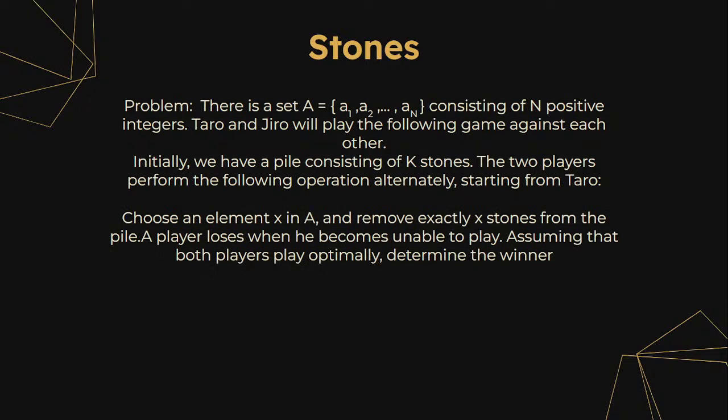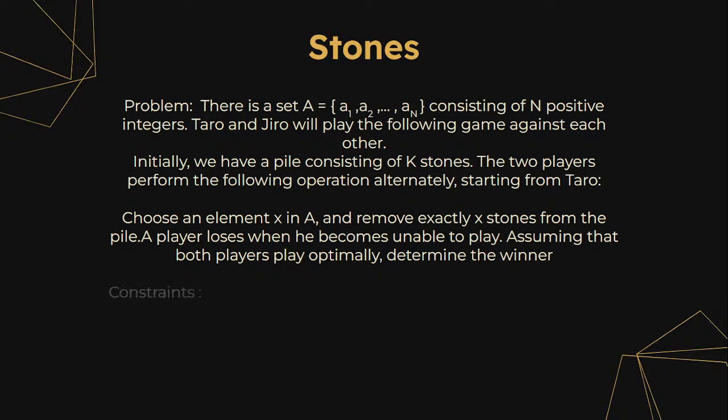So choose an index x in A and remove exactly x stones from the pile. So we can do current stones minus a1 or current stones minus a2, and so on till minus an. We can choose any of it. A player loses when he becomes unable to play, i.e., there is no way that they can choose a value from A and remove exactly that many stones. Assuming that both players play optimally, determine the winner.